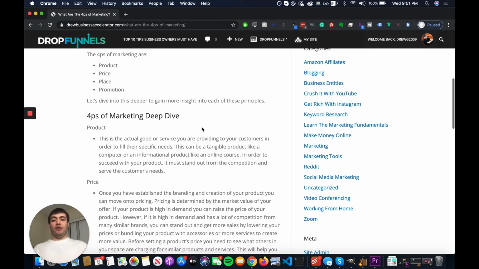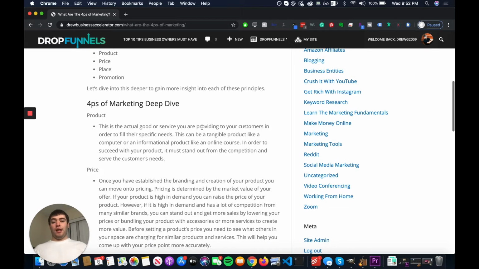The second factor is price. Once you've established your brand and your product, now you can start setting a price point. Pricing is all dependent on the market. It depends on how many people are competing in your space, if your product's in demand, and the balance of those two things will determine what an accurate price point is. So if your product is really in demand, you can probably raise the prices because you know people are going to buy it. They absolutely need it.